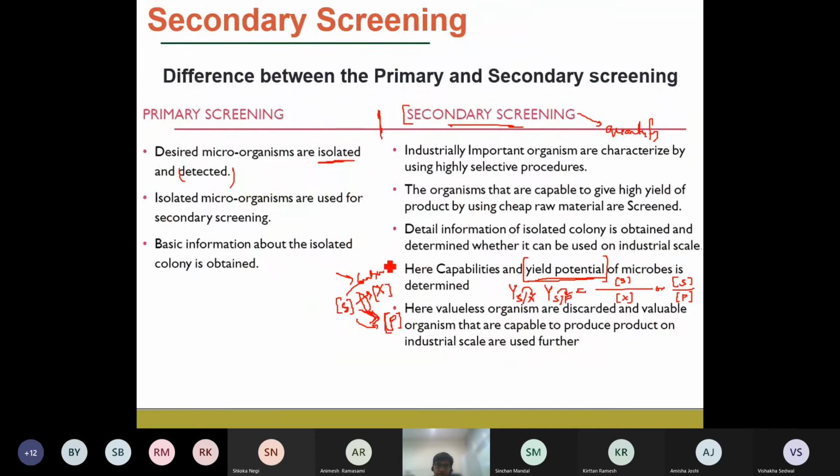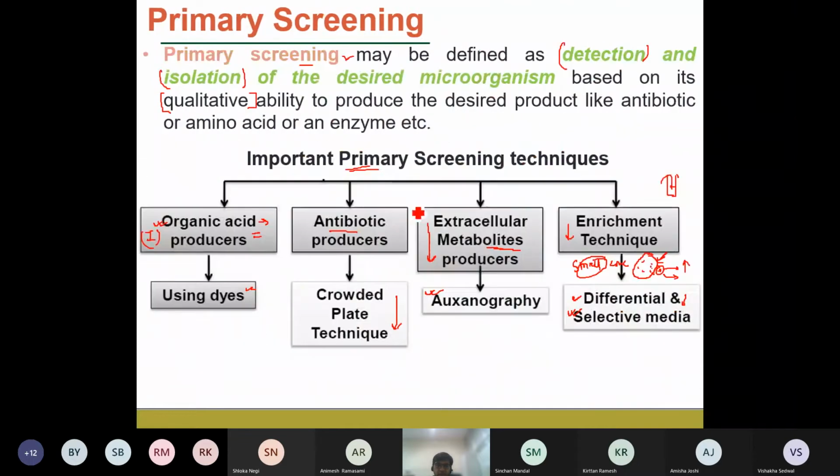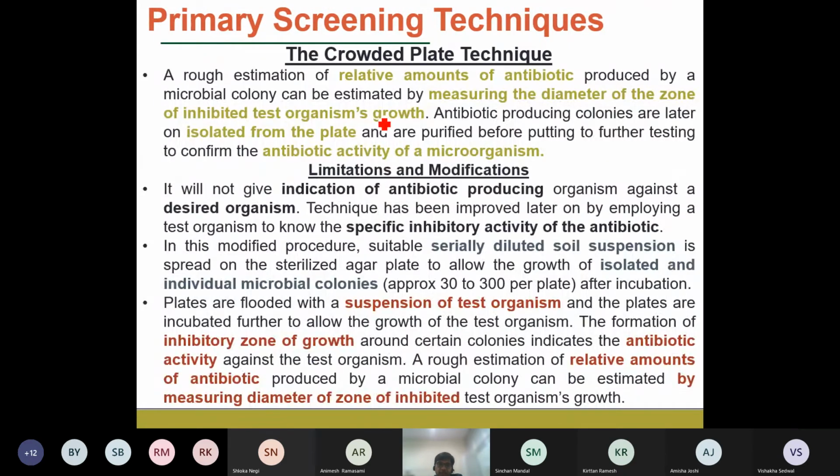So these are the basic differences. Everyone should go through this table of differences between the two components, and we have already discussed the definitions of these two. Let us now go into the primary screening techniques and start with the crowded plate technique. What is the crowded plate technique and how is it used for the production of antibiotics?